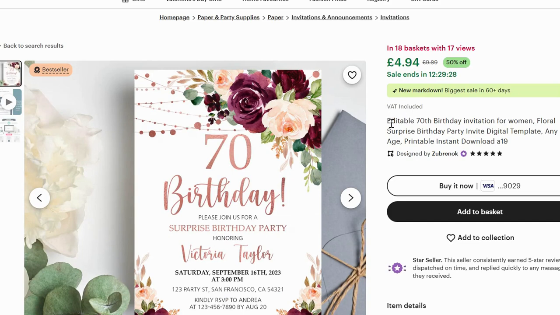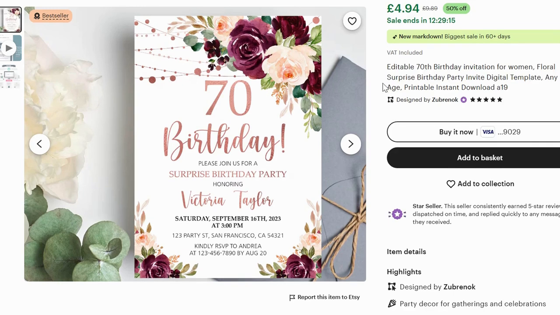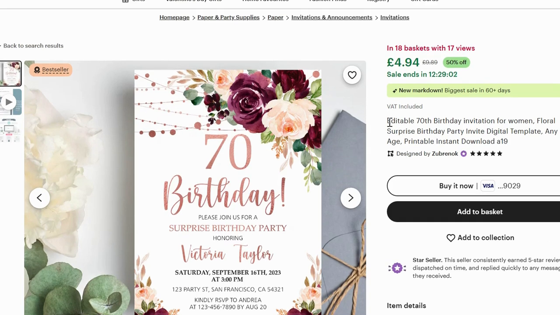Then I'm going to look at the title and see how they titled this product. What I want to see really are the descriptive words that they've used. If I was listing a product like this, I would definitely have keywords such as florals. I would definitely have rose gold because this is the color palette. I might even have botanicals in there. And so we're seeing what they put in this title, editable 70th birthday invitation for women. Okay, so we've got 70th.